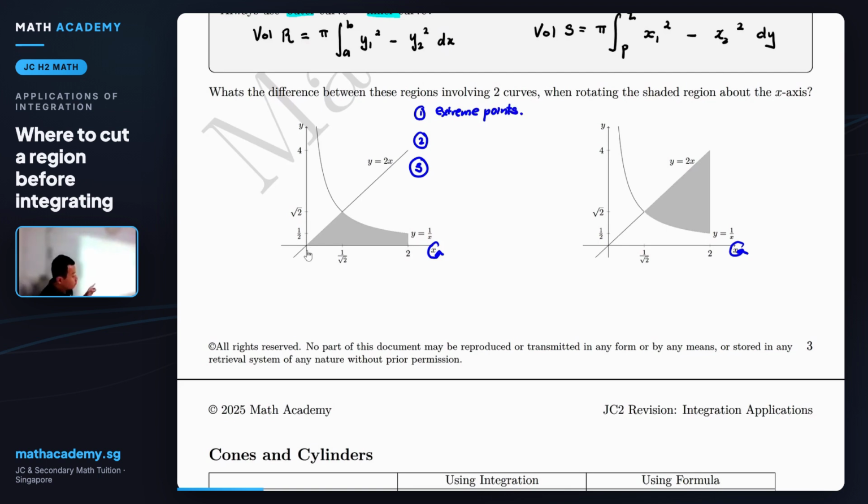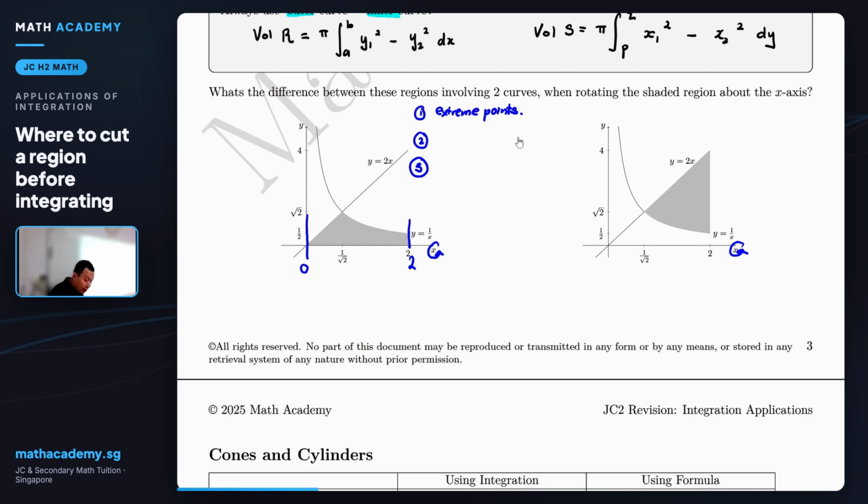So, for example, if I'm rotating the x-axis, where is the left and right extreme point? This is the extreme on the left. Your shaded region, most left point, the extreme, and the most right point, so 0 and 2.